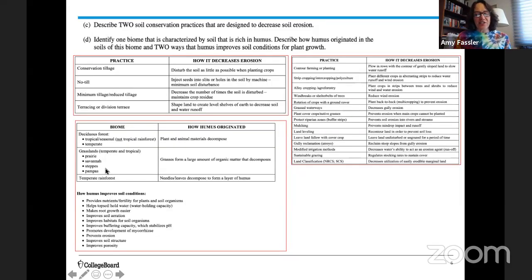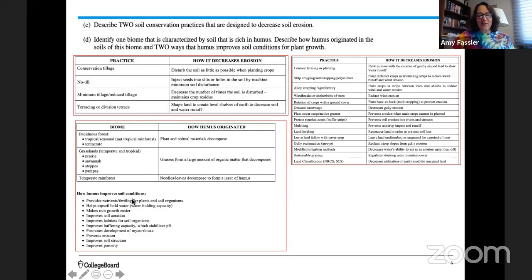How that humus originated was really just the decomposition and buildup of organic matter. In a deciduous forest, we use that term leaf litter, I think, when we looked at the worm invasion. So all of that leaf litter and plant and animal material decompose, and those nutrients are then released.